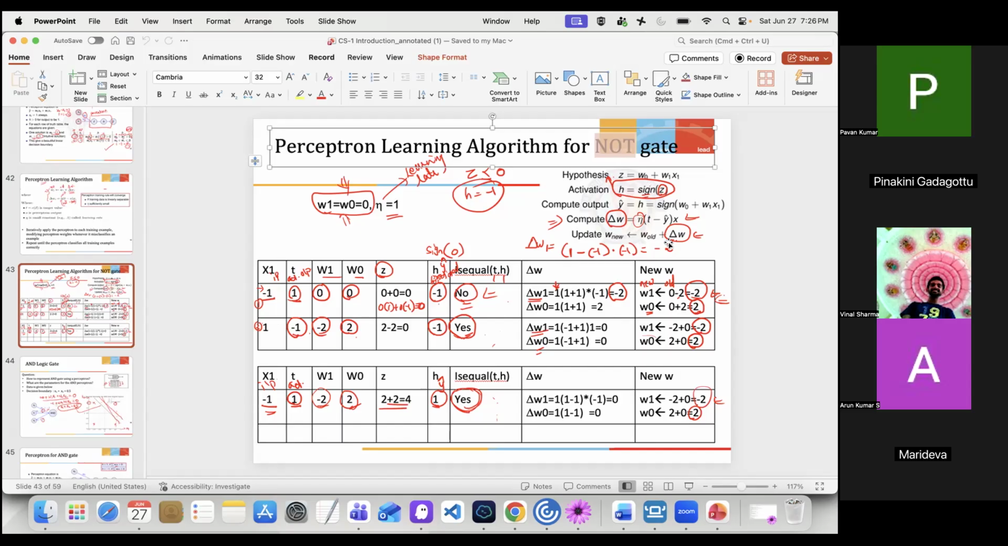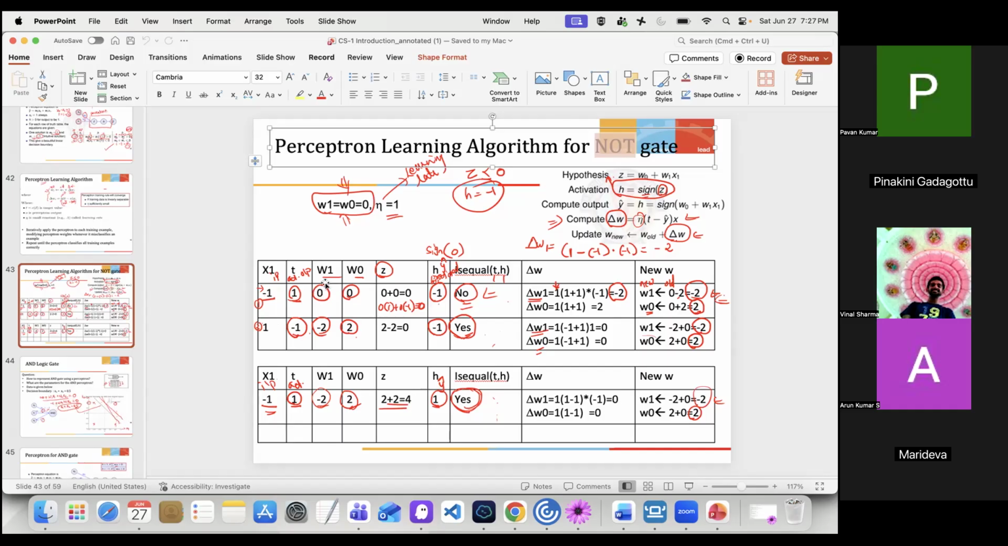So when you give -1, you will expect 1 for the NOT gate. At first, you will keep W1 and W0 at any random value. For here, we will keep it as 0. And this eta is the learning rate, how much it should learn in the back propagation. We'll come to the back propagation.